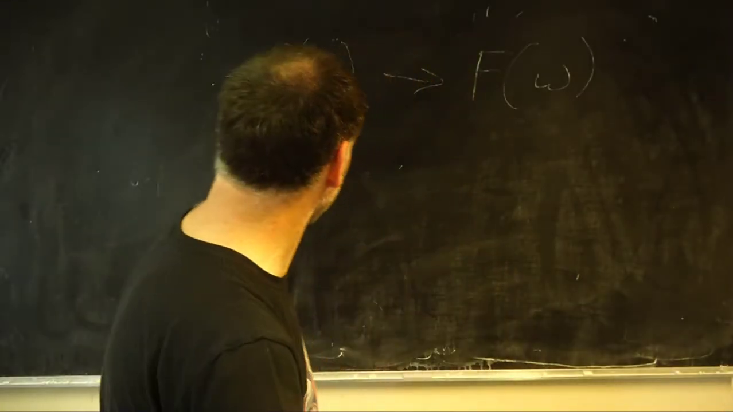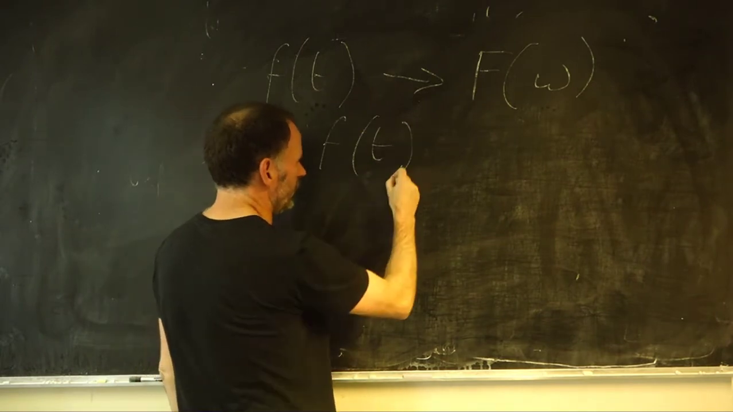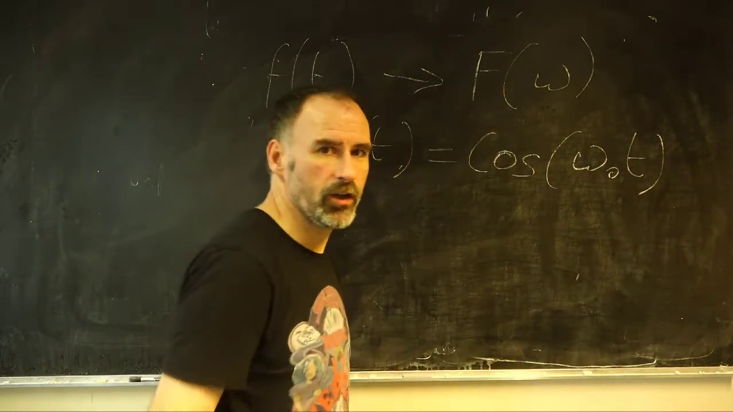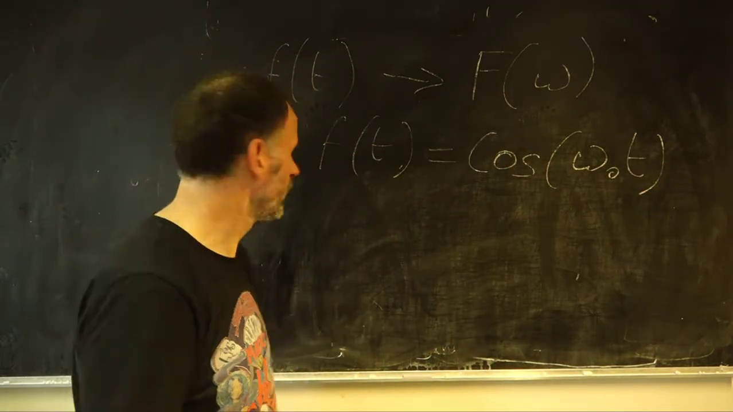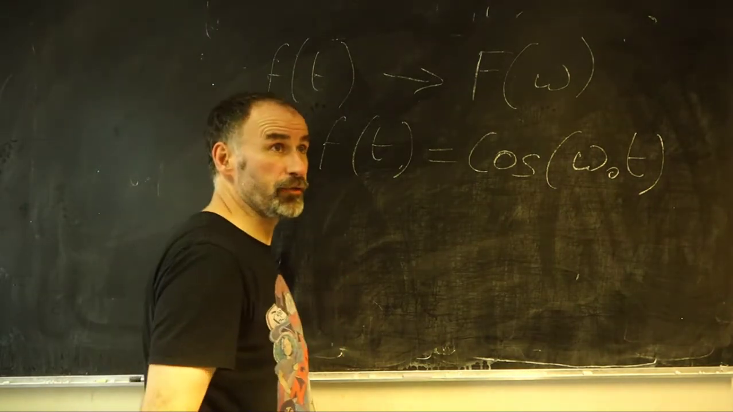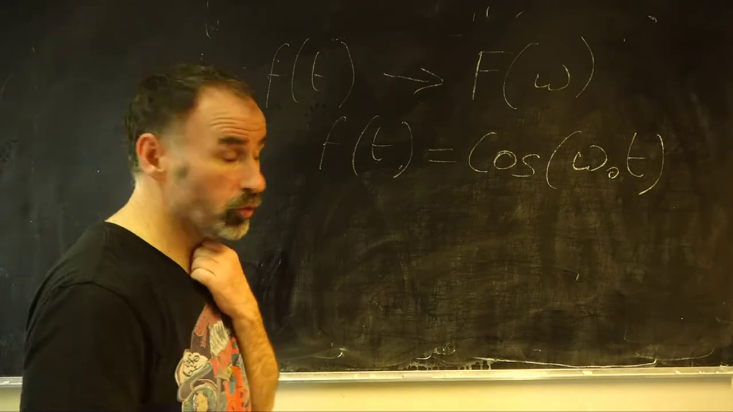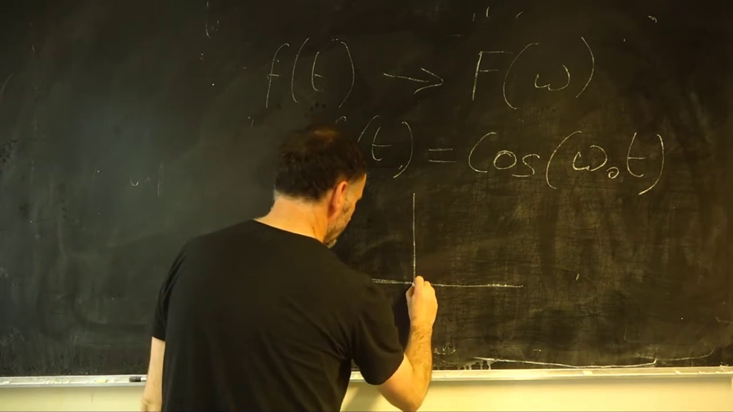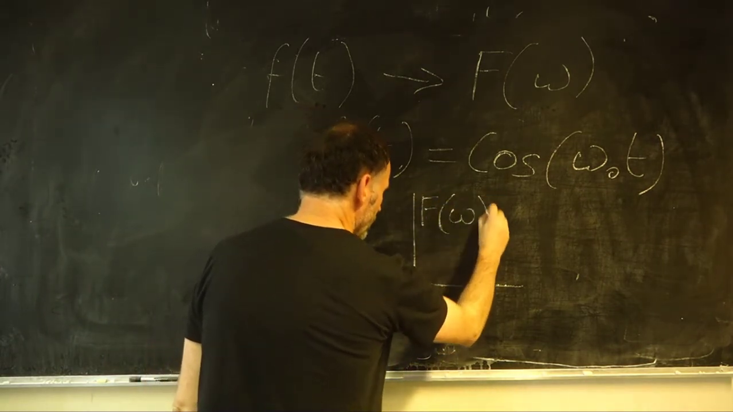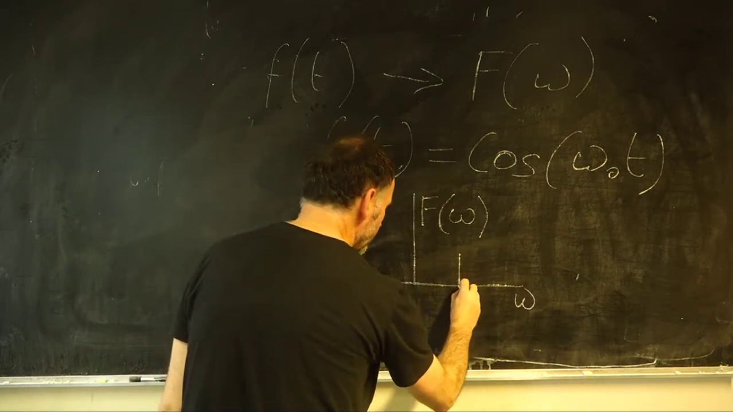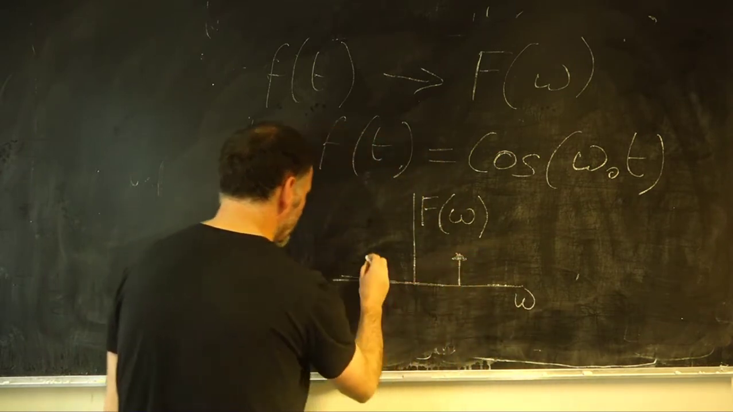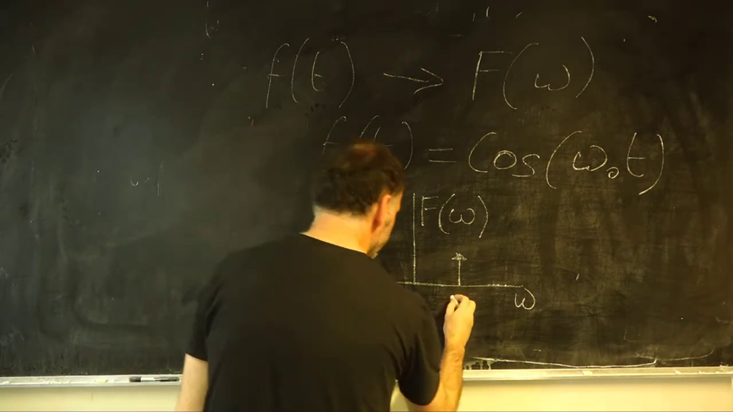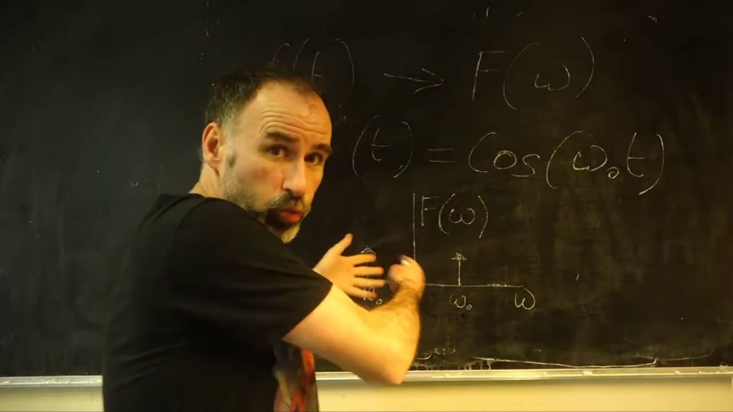Use our standard friend, the pure sinusoidal function, cos omega 0 t. You'll remember what the Fourier transform of that looks like. And actually, it's really related to the first question on worksheet 3. But what we'll have are spikes called delta functions, see videos 8, 9, and 10, at minus omega 0 and omega 0. That's what we know the result should be.